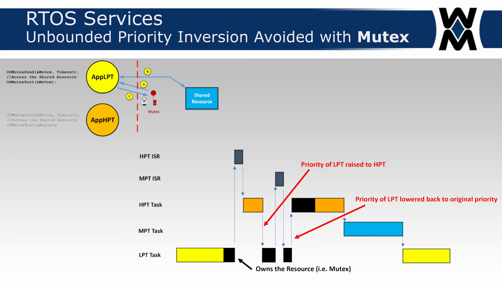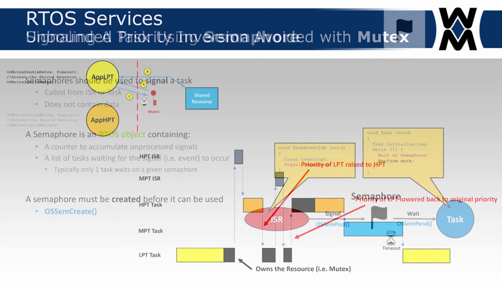The mutex goes back to the high priority task as soon as the mutex is released. The high priority task executes. When it's done, medium priority gets to execute, and finally the low priority task gets to execute. So whenever you're sharing a resource between multiple tasks, you're better off using a mutex mechanism, which, like I mentioned, most RTOSs have that capability.